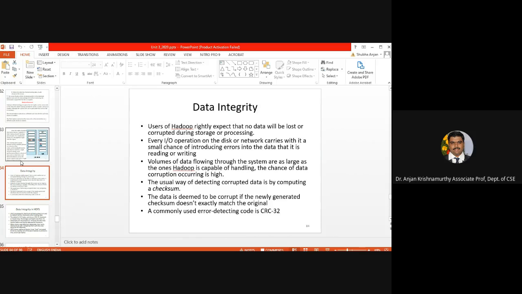You should also ensure that there is no loss of data, either during the storage process or during the processing. So you should ensure that there is no loss of data at all. So how do you ensure this? You have to build certain mechanisms for data integrity. The volume of data that flows through the system is very large, right? And the way of detecting corrupted data is only through the checksum principle, right?